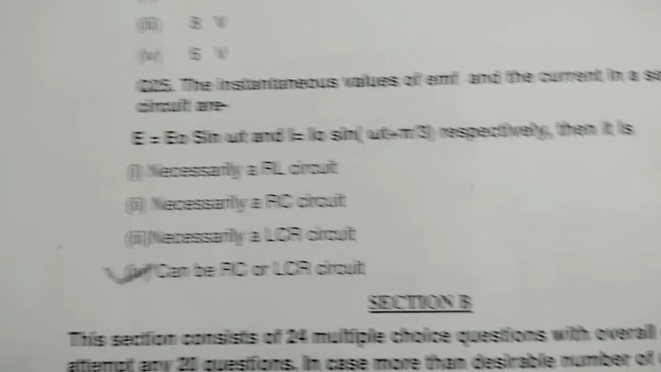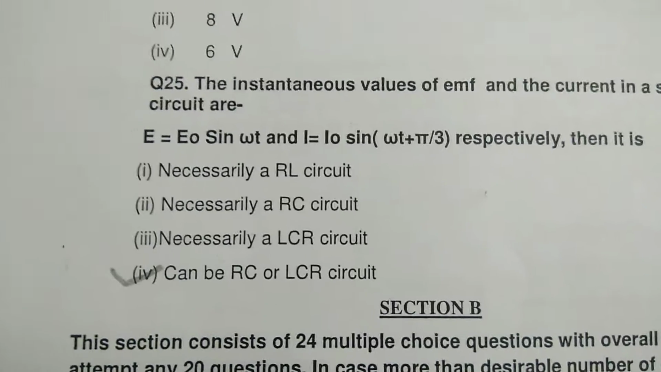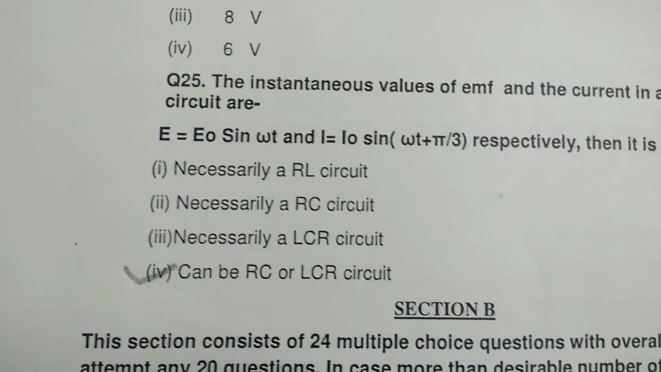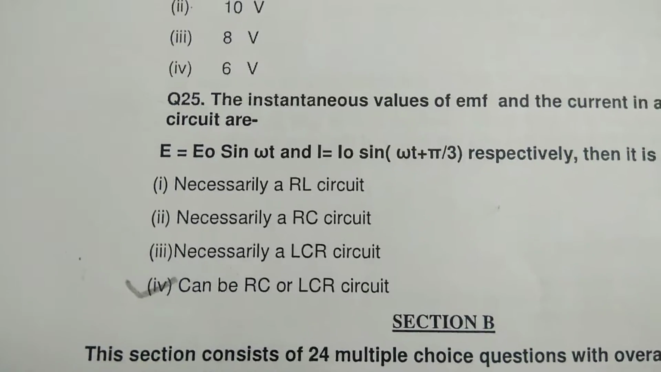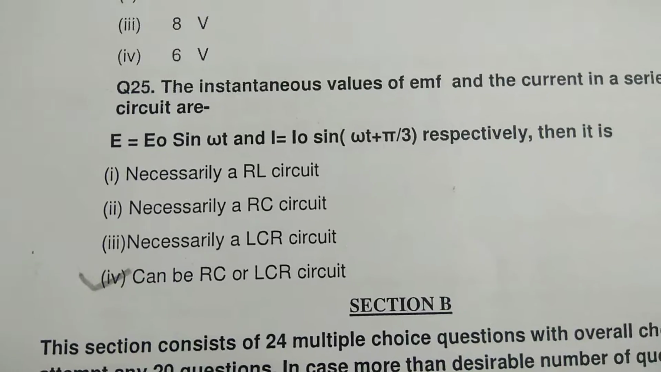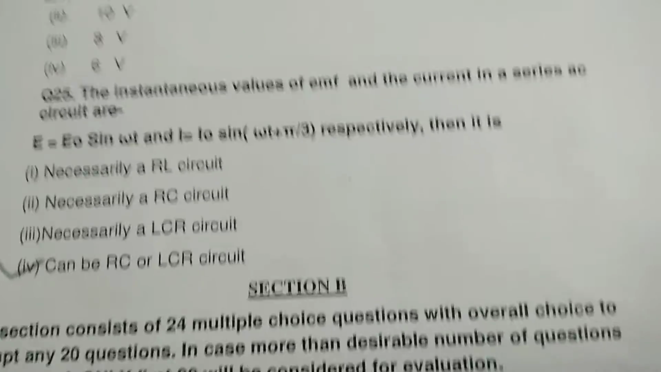I is exceeding E by a phase angle of pi by 3. For this I will not go deep into the concept, but this is possible in an RC circuit or an LCR circuit. It cannot be a purely RL circuit. In an LCR circuit there can be a phase difference between the current and the voltage, and in an RC circuit the current also exceeds the voltage. I will ask you to check my video about alternating current if you would like to know the concept in more detail, because I will not be able to discuss it in detail in this video.